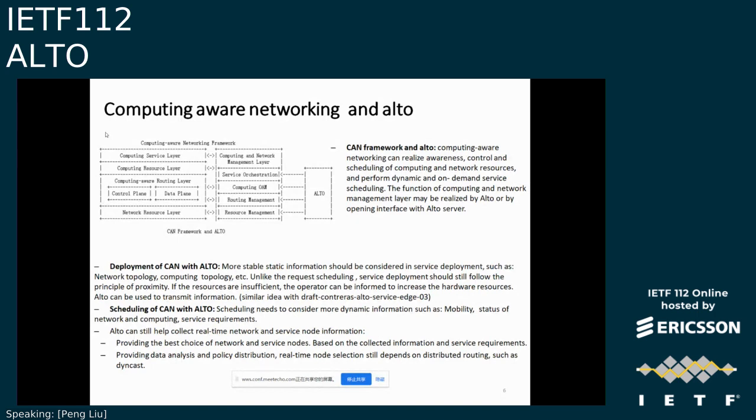And another aspect is scheduling of CN with auto. Scheduling needs to consider more dynamic information such as mobility, status of network, and computing and service requirements. And also auto can help collect real-time network service node information, providing the best service of network and service nodes based on the collected information and the service requirement, or providing data analysis and policy distribution. Real-time node selection still depends on distributed routing, such as anycast.